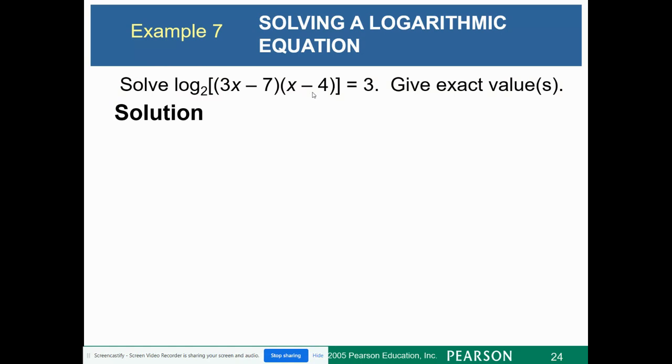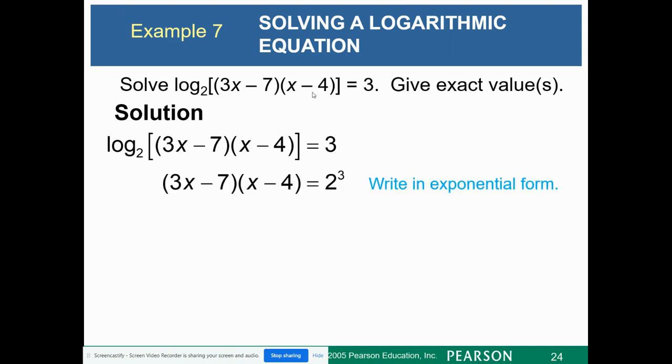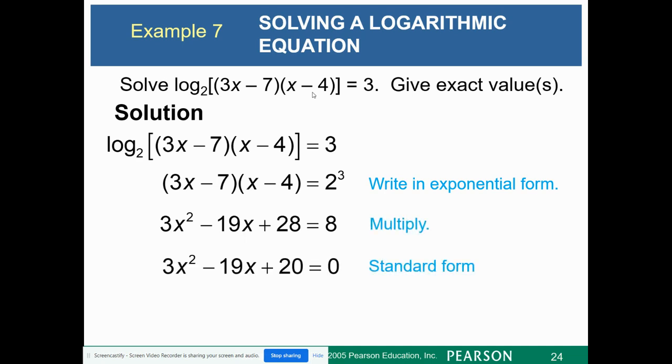Here's another example. I've got a single logarithm on the left-hand side. It's big, it's got a lot of stuff to it, but it is a single logarithm, and a non-logarithm, a single term on the right-hand side. So we'll use the definition of a logarithm. That is, we're going to rewrite this in exponential form. 2 to the third power equals 3x minus 7 times x minus 4. Now we have a problem like we saw in chapter 1, which is just solving a quadratic equation.